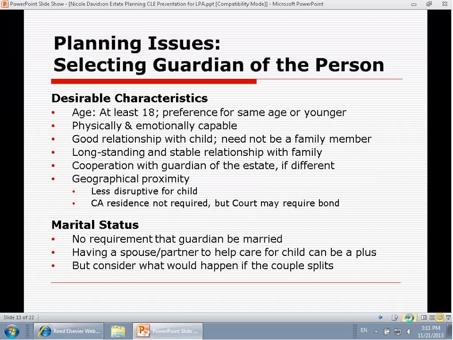The first one I have here is age. We need them to be at least 18 years old. Again, the preference for a contemporary or someone younger. They need to be physically and emotionally capable of raising a child. It's important that they have a good relationship with a child. This is really going to be relevant to the child who is going to have the change of situation.